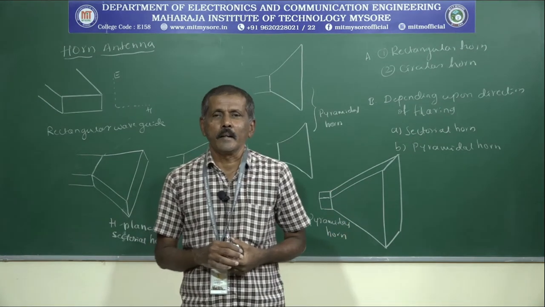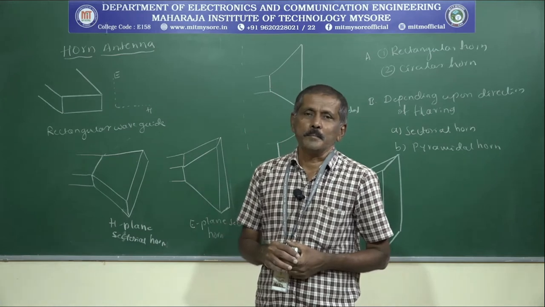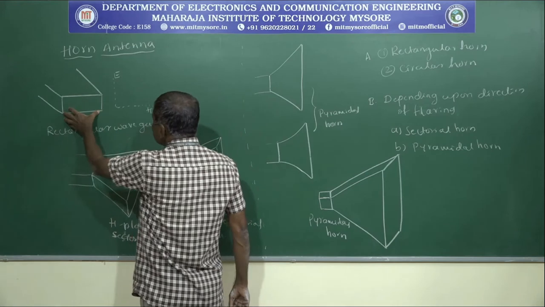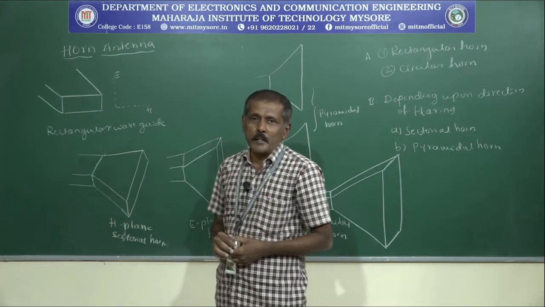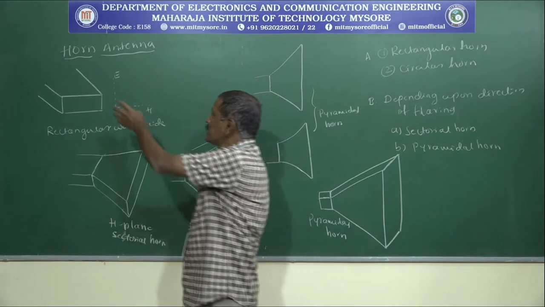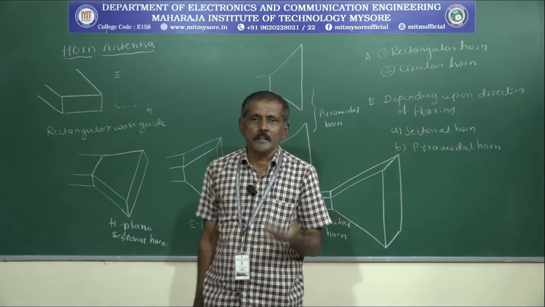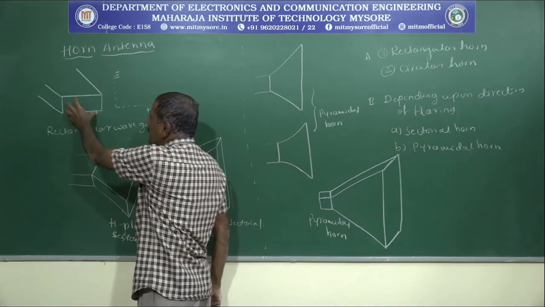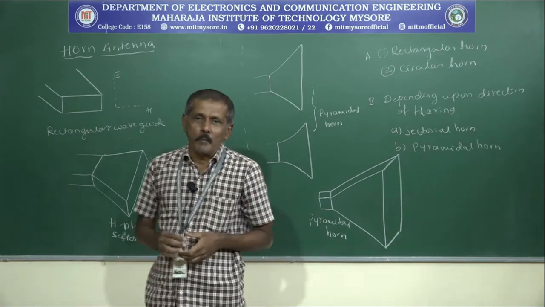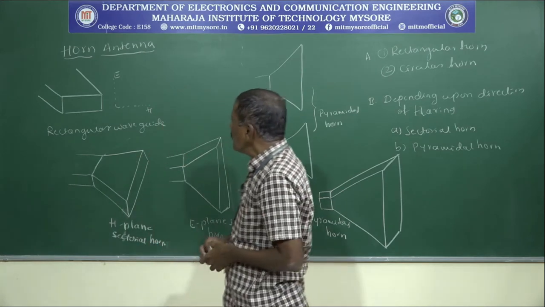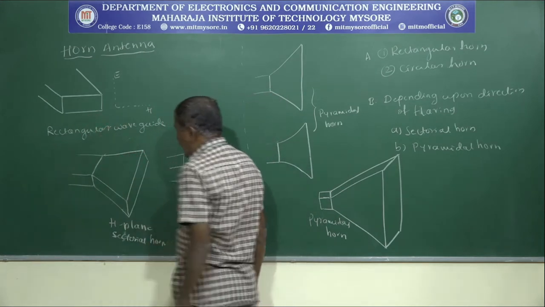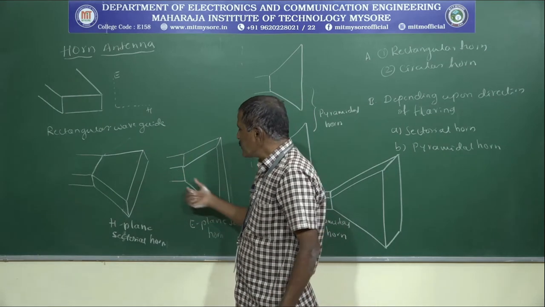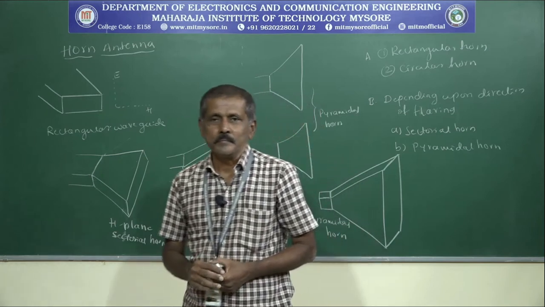Let us study the horn antenna. Horn antenna is basically a waveguide. So this is the waveguide. The E plane and the H plane are shown. And this waveguide can be converted into a horn antenna by flaring one side of the waveguide. Now, this rectangular waveguide is converted into a horn antenna as shown in this particular figure.